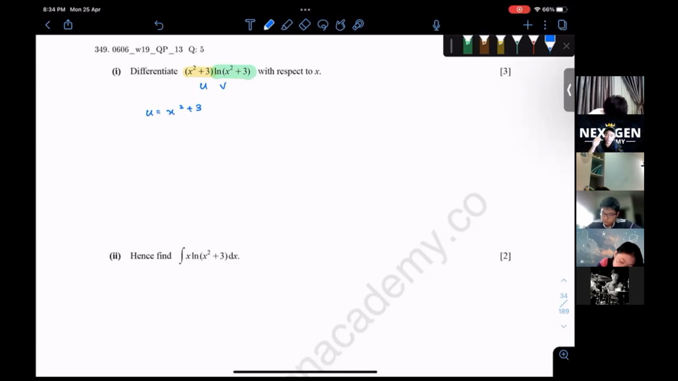What's the answer to 340? Later I'll send you the answer sheet also. I'll send you everything because the file is very big and I need to cut it up. Later I'll send it to you. So do your product rule. You should get 2x squared plus 3.